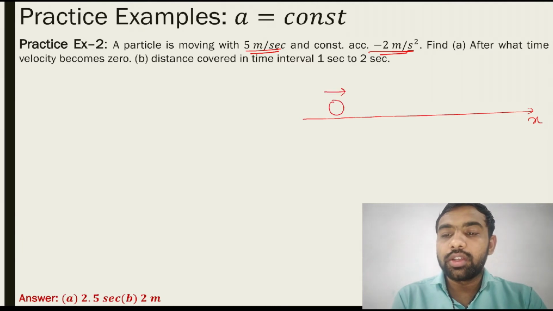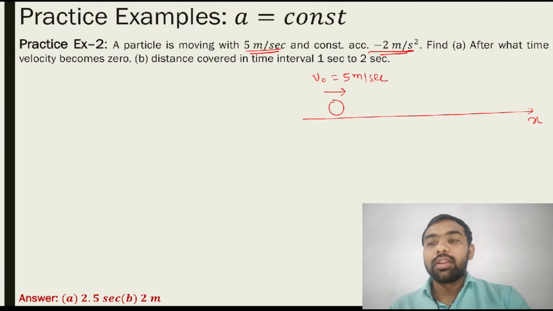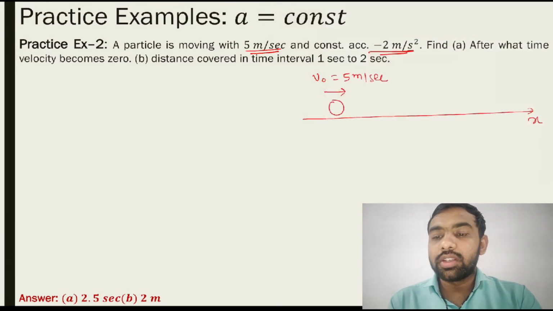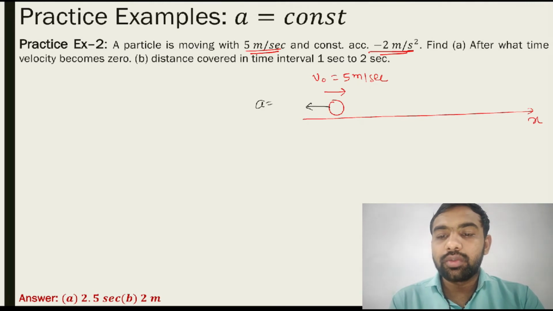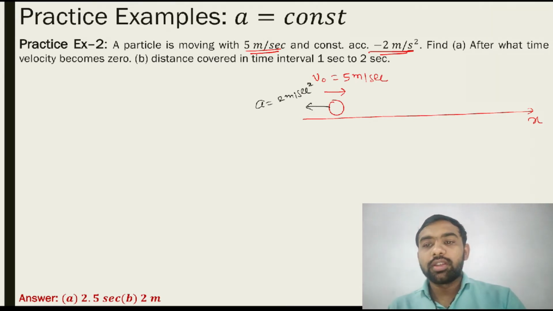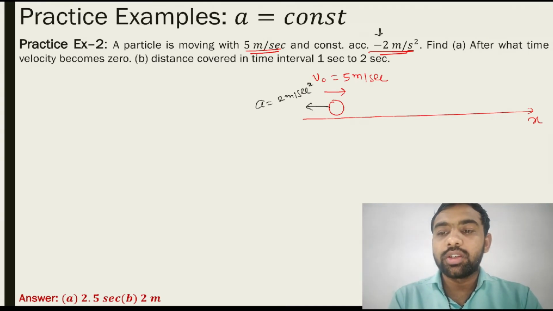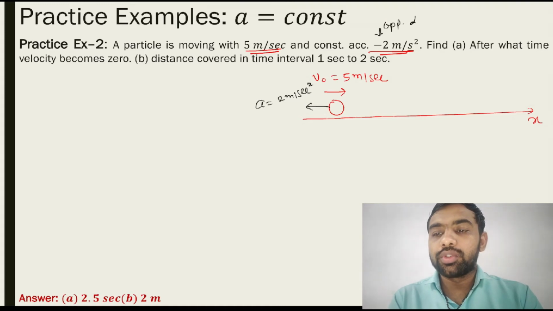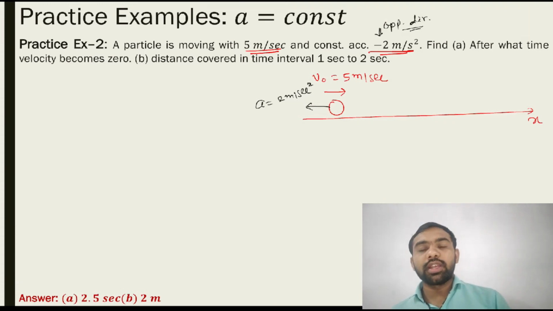It's moving with what? Initial velocity v0 is equal to 5 meter per second. But its acceleration is in the opposite direction. Acceleration is equal to minus 2 meter per second square. I have already given the direction as opposite. This minus negative sign means what? Opposite direction. So that is a retardation, as we discussed in previous sessions.